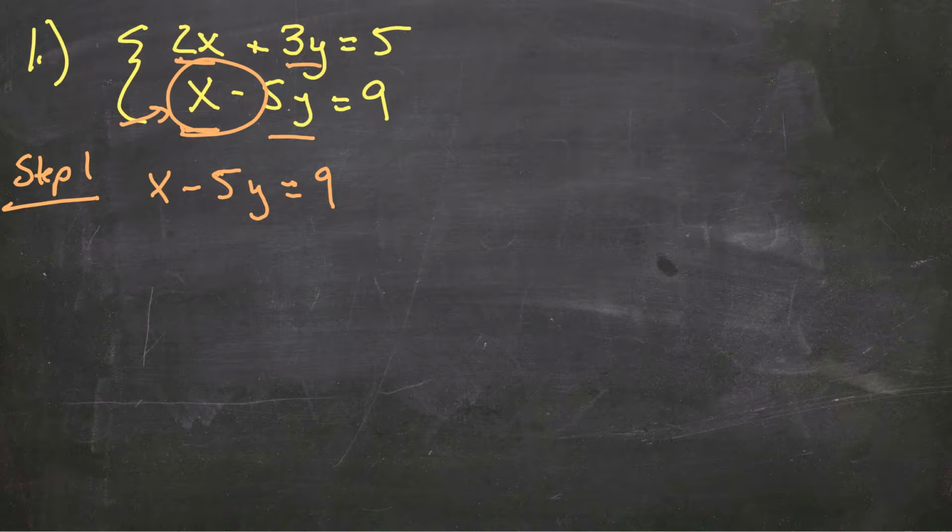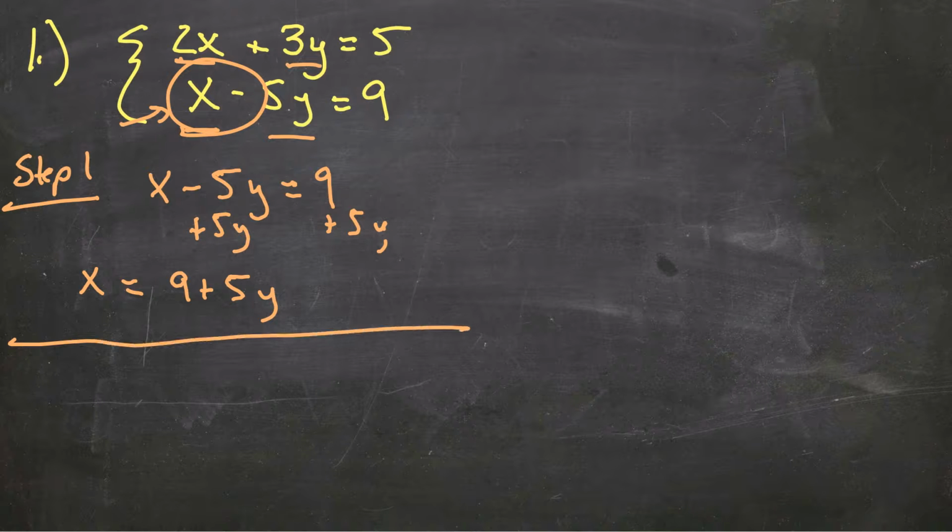I circled x, so that means I have to get x by itself. So I add 5y to both sides. I end up with x equals 9 plus 5y. Since what I circled is all by itself, I'm done with step 1. Step 2.